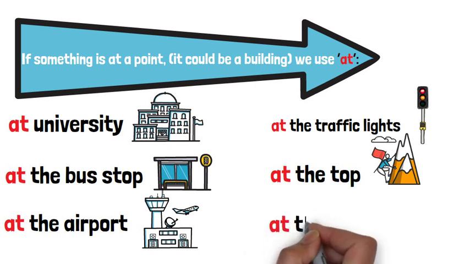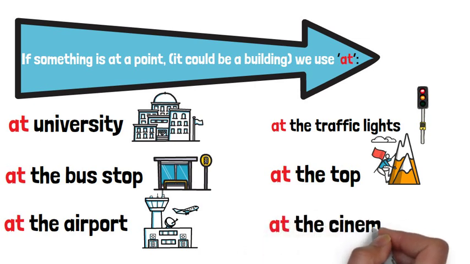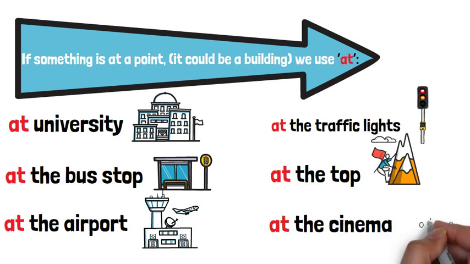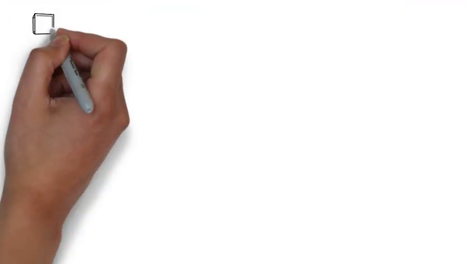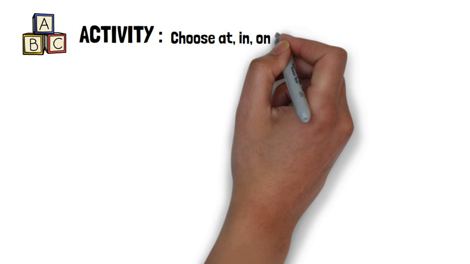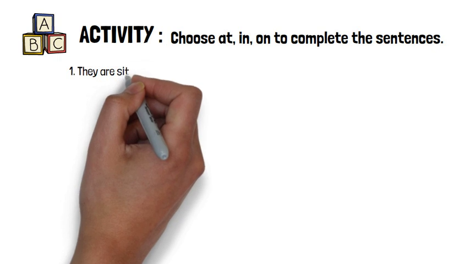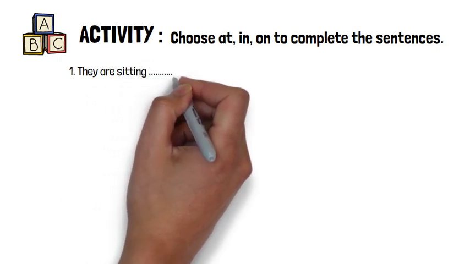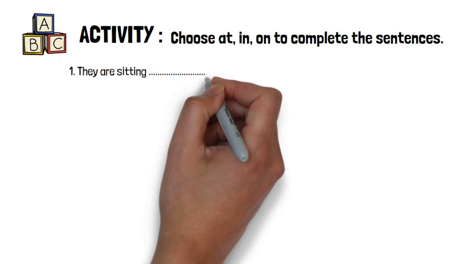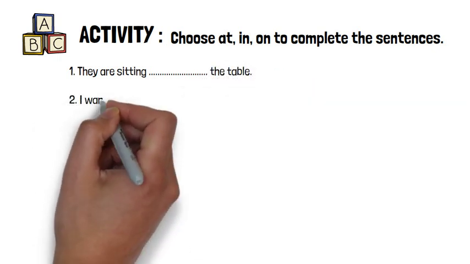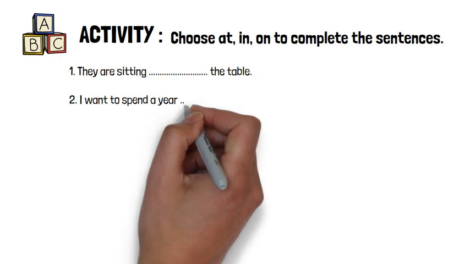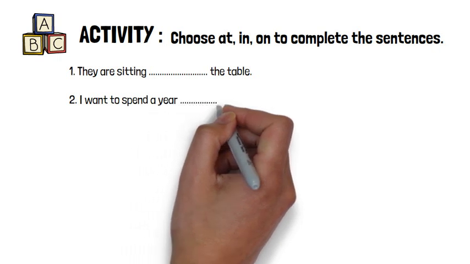Have you understood? At the cinema. At the cinema مثلا أنا في مدخل السينما في المدخل في نقطة معينة. Have you understood? Now let's move to an activity. هيا نقوم بتمرين لاختبار ما تعلمناه. Choose يعني اختاروا سواء at أو in أو on to complete the sentence لإكمال الجملة. جملة رقم 1 They are sitting هم جالسون the table الطاولة. ماذا نستعمل in on أو at.